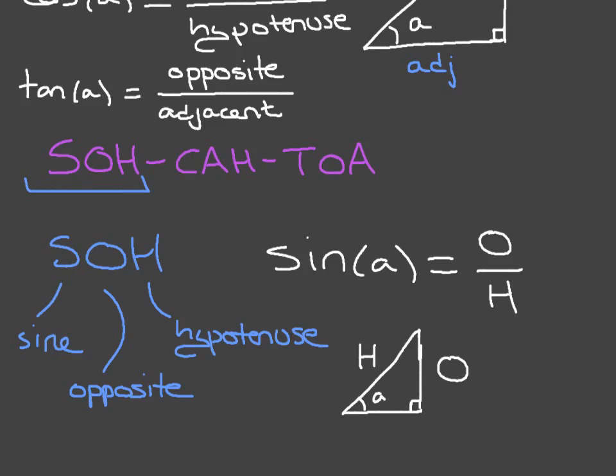So what this is telling us is that the first letter, S, is the trigonometric ratio. The second letter, which in this case is O, tells us the side length which is on the numerator, and the third letter is the side length which goes on the denominator. So when I read Soh, I know that sine is equal to opposite over hypotenuse.